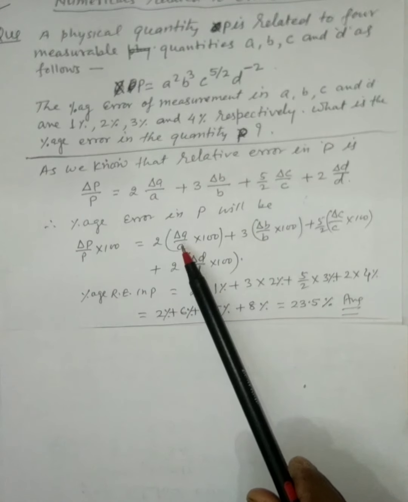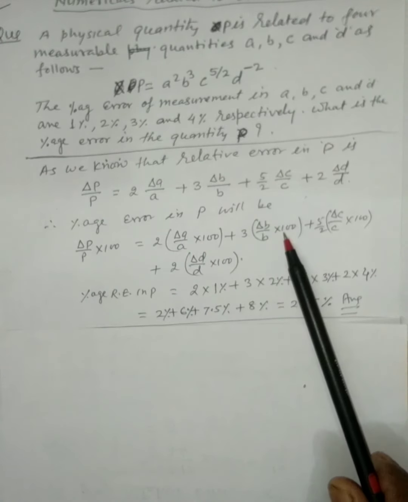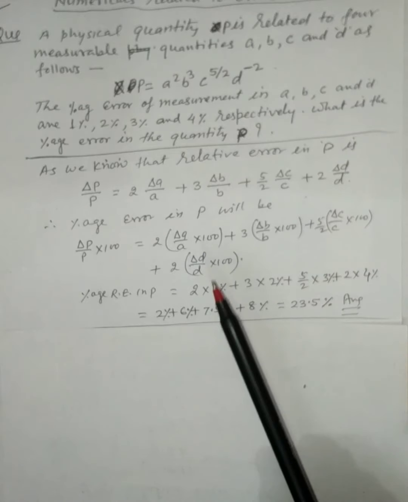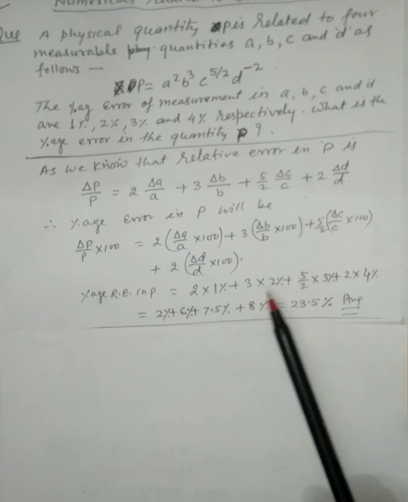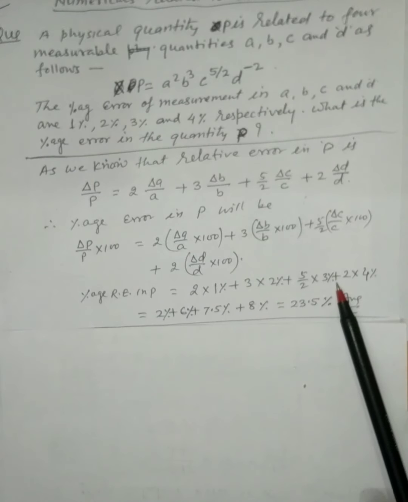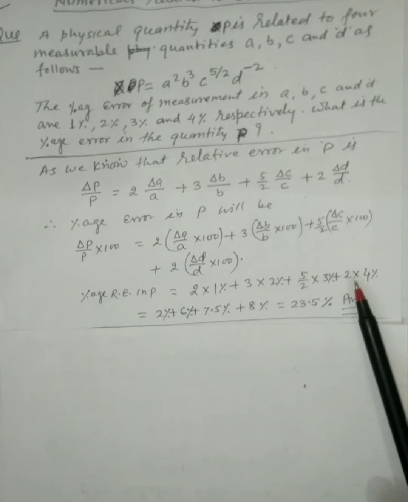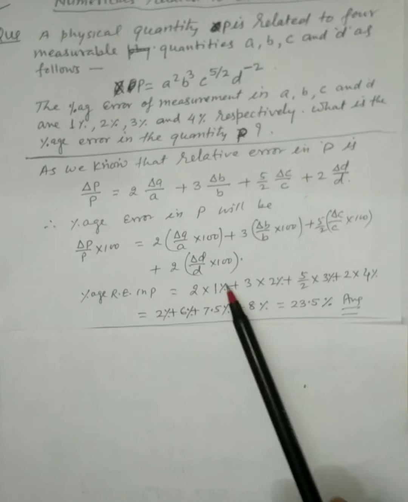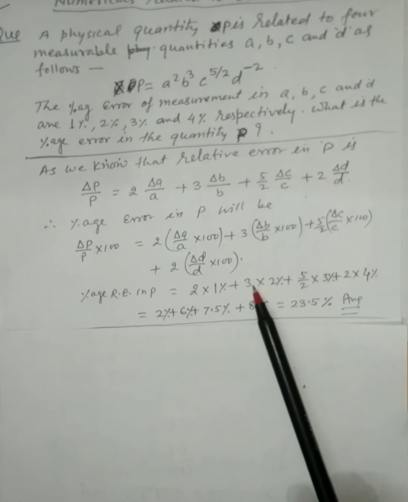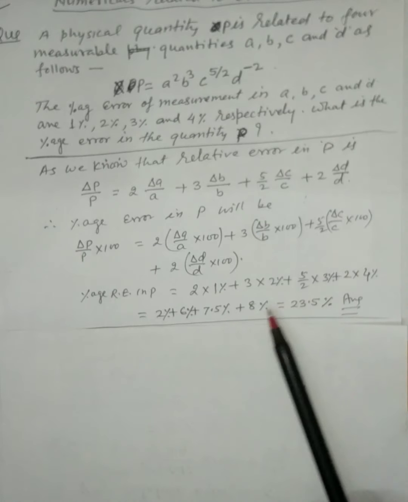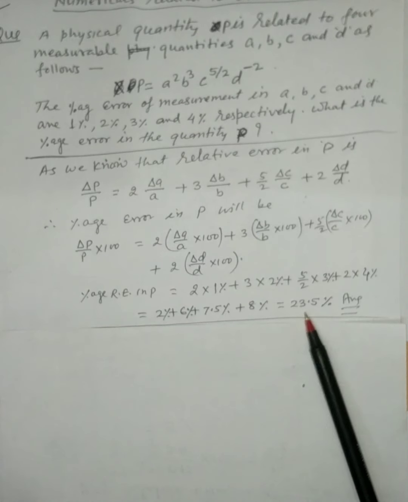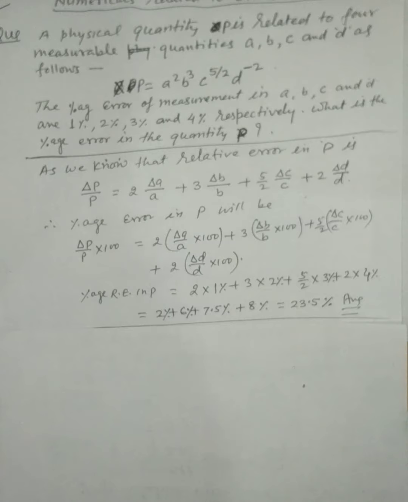So substitute the value of A here, B here, C here and D here. So it will be 2 into 1, here 1 is given in the question, 3 into 2, 5 by 2 into 3 plus 2 into 4. So 3 into 2 is 6, 5 by 2 into 3 is 7.5, and 2 into 4 is 8. So total percentage relative error will be 23.5%.